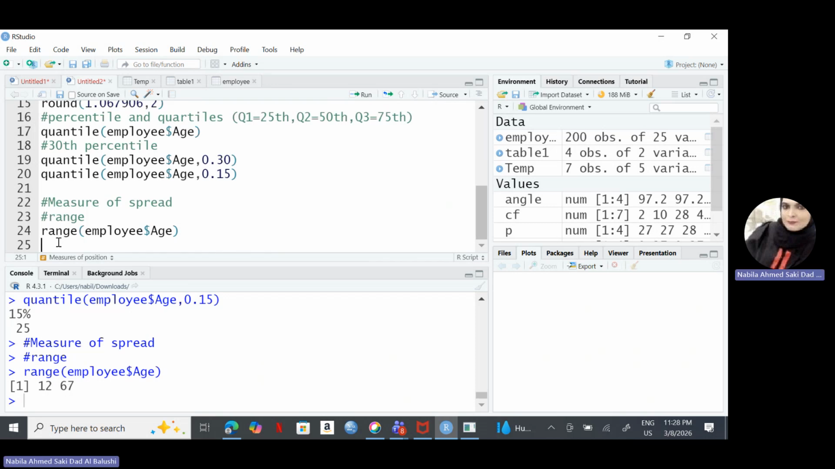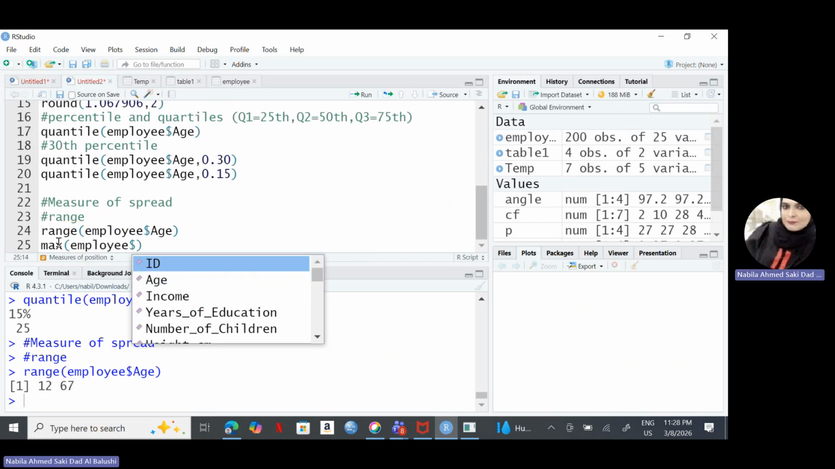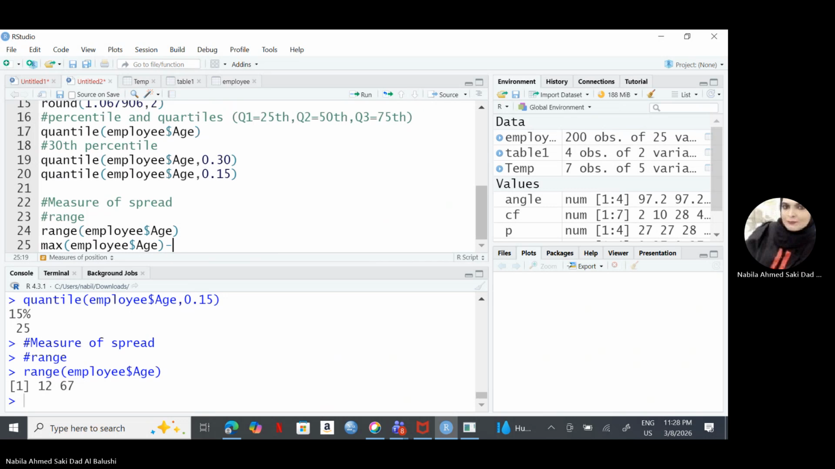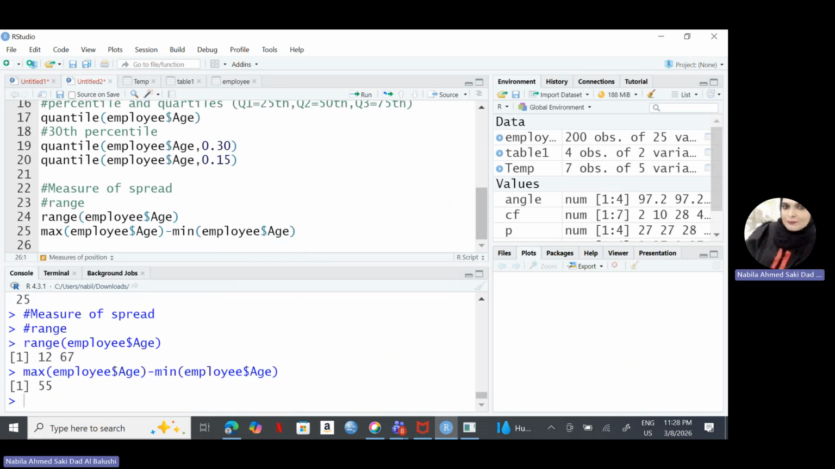Now what we will do, we can use the command max(employee$age) minus min(employee$age). Okay, so the range is 55.